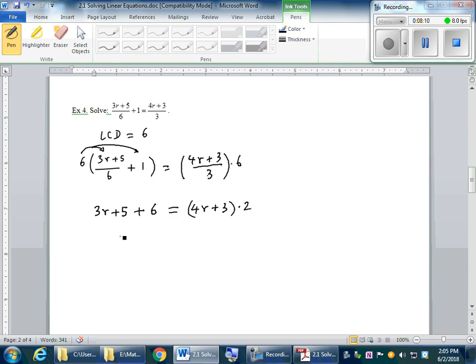So now on the left hand side you combine like terms, and on the right hand side we distribute it. So this will be 8r plus 6. Now it's time for us to isolate the variable by itself. So subtracting 3r to both sides, that becomes 5r plus 6. Subtracting 6 to both sides, that will be 5 equal to 5r. Finally, we divide both sides by 5, so therefore that is 1. So my final answer is 1.